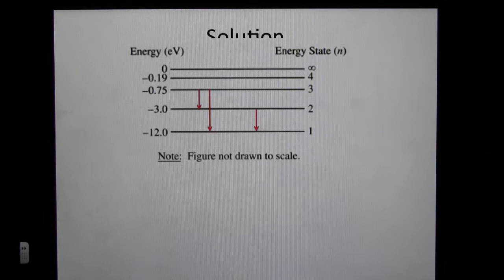This transition would only take place if the first transition was from n equals 3 to n equals 2. Then to get all the way down to the ground state, it would have to undergo another energy level transition from n equals 2 to n equals 1.